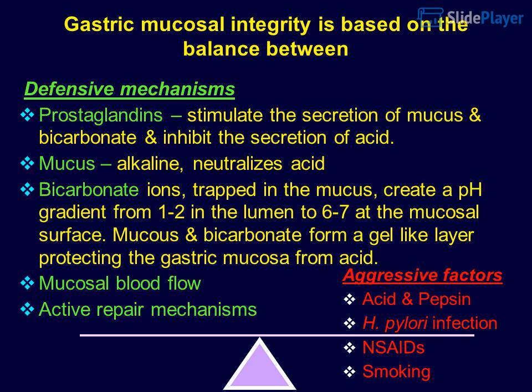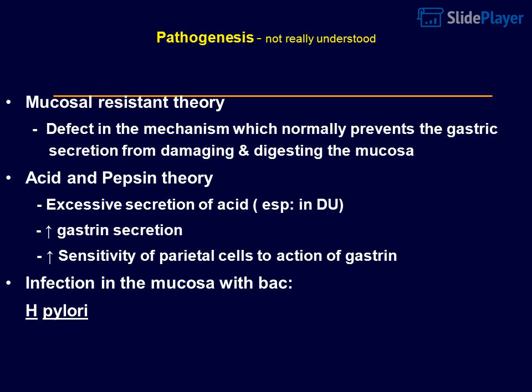Mucosal blood flow and active repair mechanisms are also defensive. Aggressive factors: acid and pepsin, H. pylori infection, NSAIDs, smoking. Pathogenesis is not really understood. Mucosal resistance theory: a defect in the mechanism which normally prevents the gastric secretion from damaging and digesting the mucosa. Acid and pepsin theory: excessive secretion of acid, especially in duodenal ulcer.